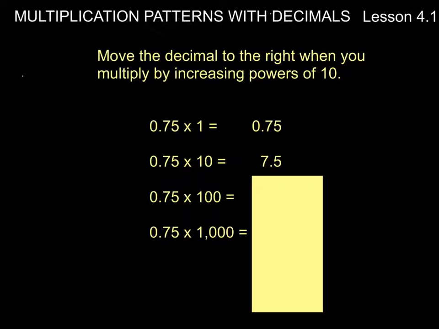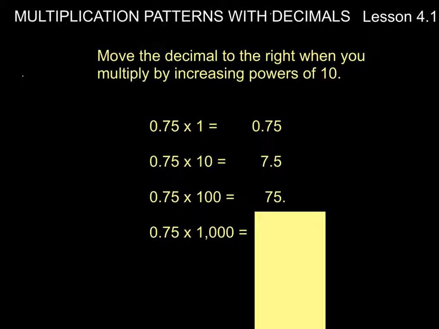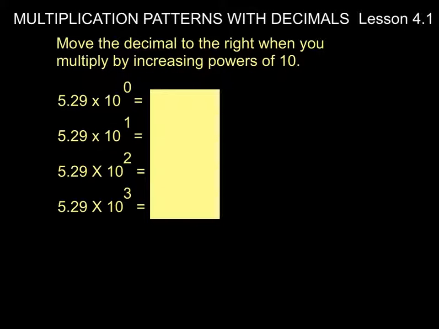When we multiply 75 hundredths by 100, we move the decimal to the right and we get 75. When we multiply 75 hundredths by 1,000, we move the decimal to the right and fill in a 0 as a placeholder to get 750. For our next problem, we will continue to multiply 5 and 29 hundredths by increasing powers of 10.